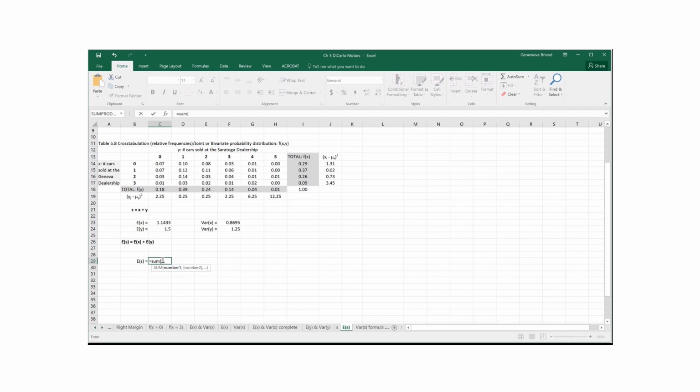So sum expected value of X and expected value of Y. Because S is the sum of X and Y, the variance of S can be computed as the sum of the variance of X plus variance of Y plus 2 times covariance of X and Y.